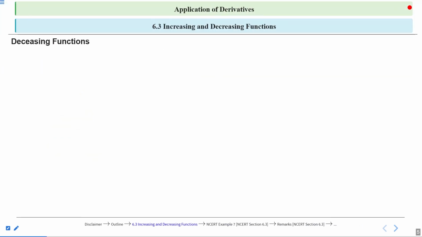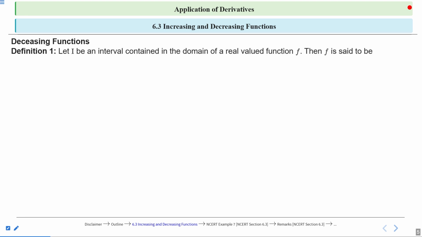Now let us see decreasing function. What is a decreasing function? Definition 1: let I be an interval contained in the domain of a real valued function f. Then f is said to be third, decreasing on I if x1 less than x2 in I implies f of x1 greater than or equal to f of x2 for all x1, x2 belonging to I, right?